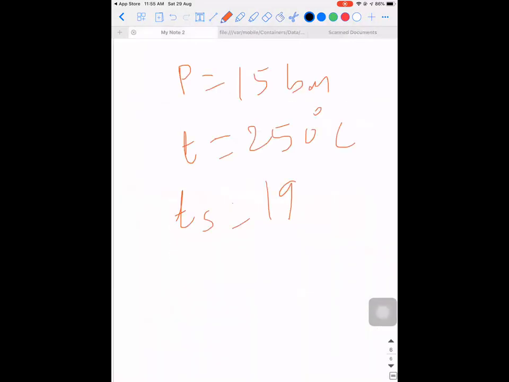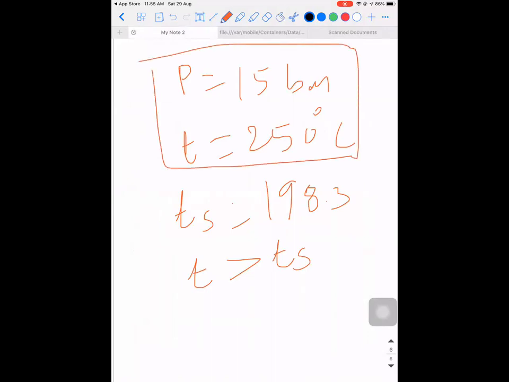Okay, now 198.3. Because the temperature T is greater than Ts, this steam is called superheated steam.